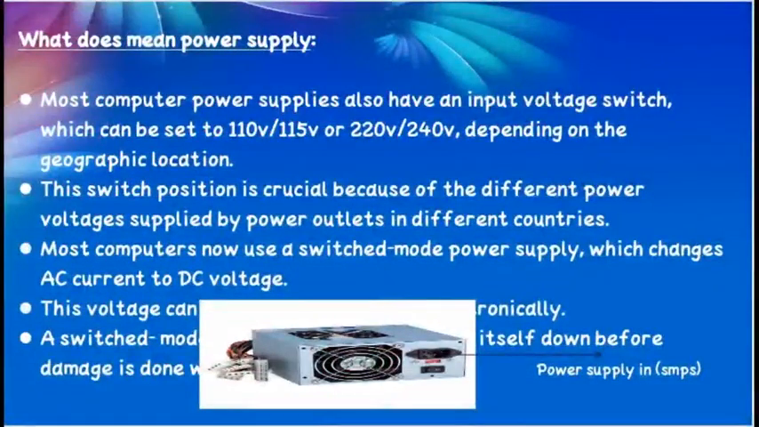What does a computer power supply mean? Most computer power supplies also have an input voltage switch, which can be set to 110 volts to 115 volts or 220 volts to 240 volts depending on the geographic location. This switch position is crucial because of the different power voltages supplied by power outlets in different countries. Most computers now use a switch mode power supply, which changes AC current to DC voltage.